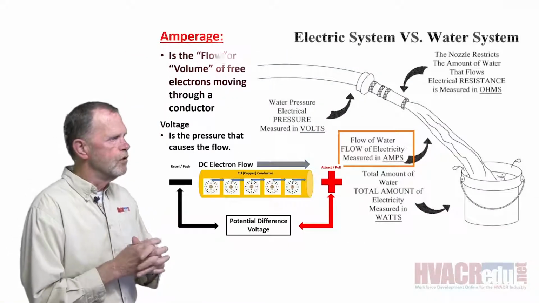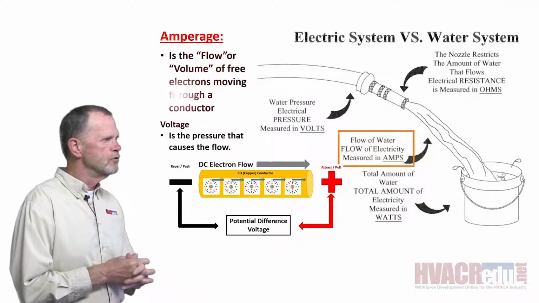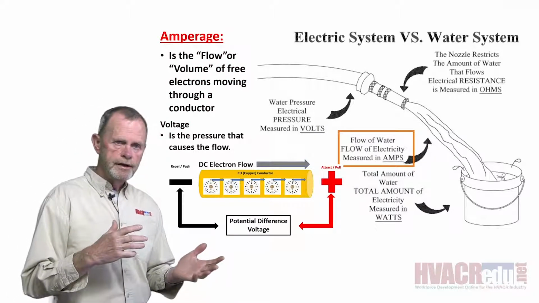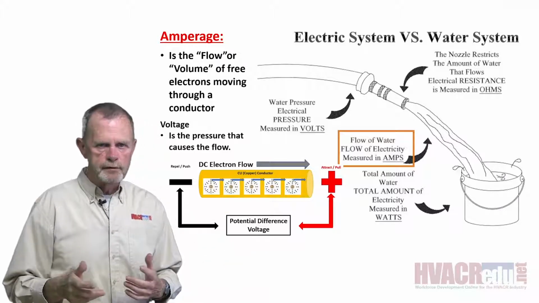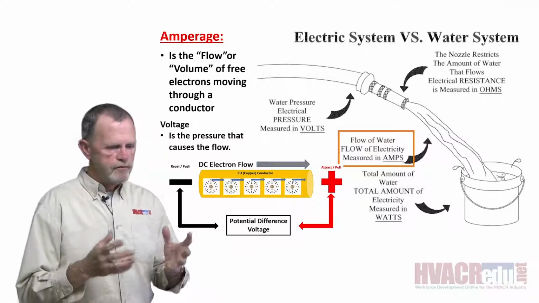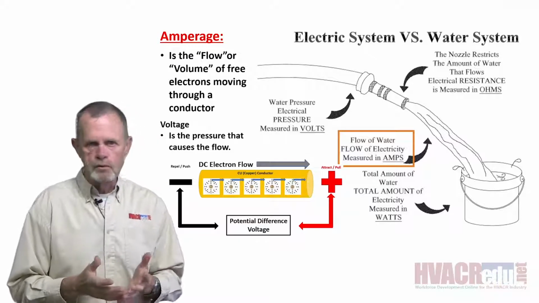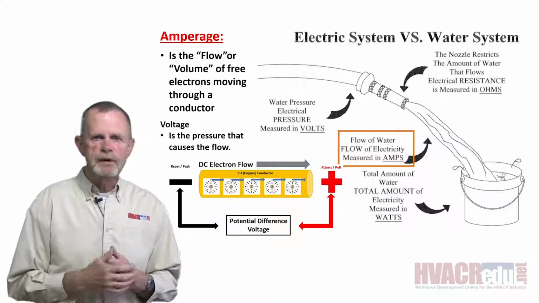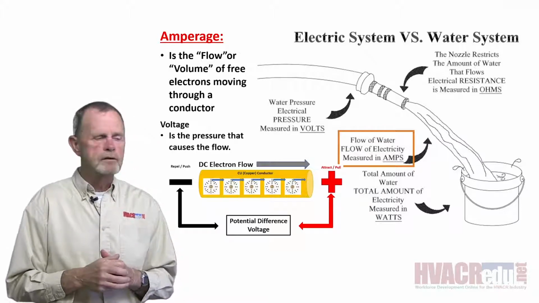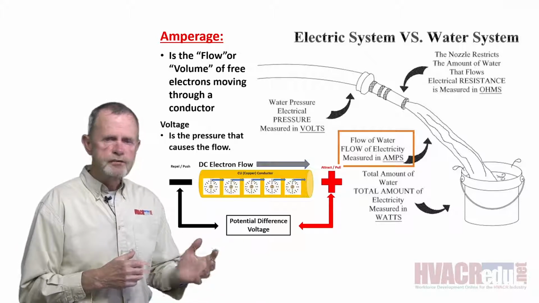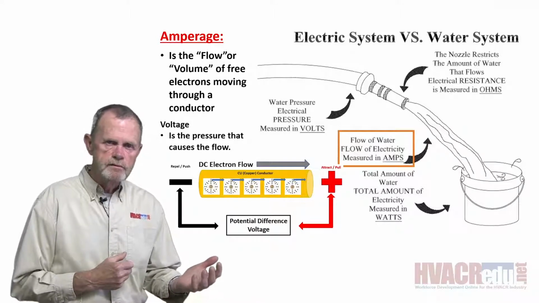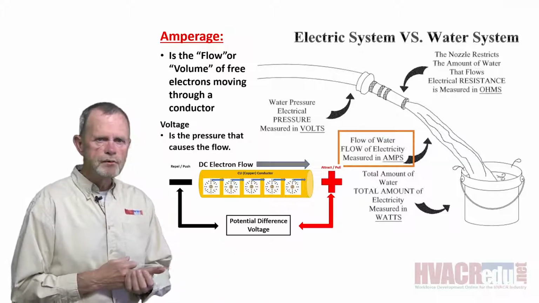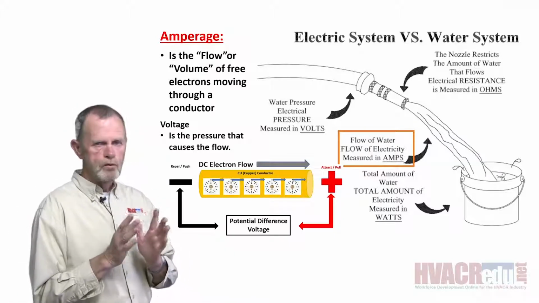Amperage is the flow or volume of free electrons moving through a conductor. All right? In the water side of the deal, the analogy, it's gallons per minute or gallons per hour. You have a physical material or substance that is moving. It has weight, takes up space, volume, whatever you want to call it. All right? With electricity, it's electrons, free electrons, moving through a conductor. So the analogy, once again, holds up really well.